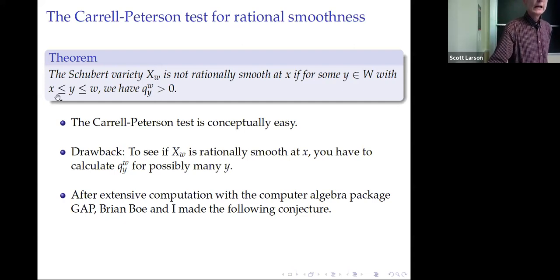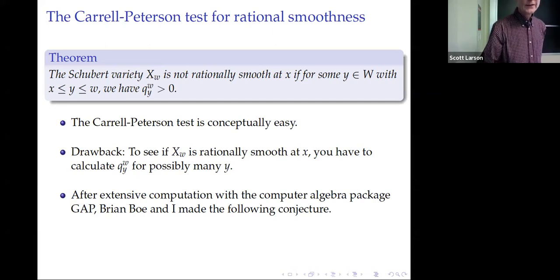Now it turns out it's not enough to check that QWX is 0. There might be the correct number of curves going through X, but it could still be singular. And in that case, what would happen is that there would be too many curves at some Y in between X and W. So this is a very conceptually easy test. And the drawback is that to see if XW is rationally smooth, you have to calculate QWY for possibly a very large number of Y.